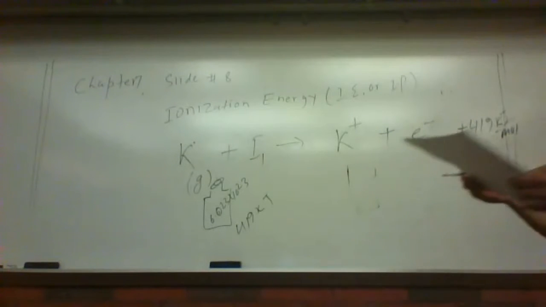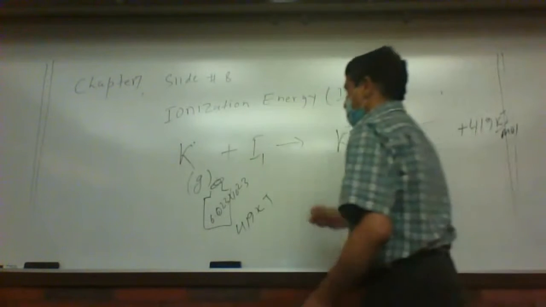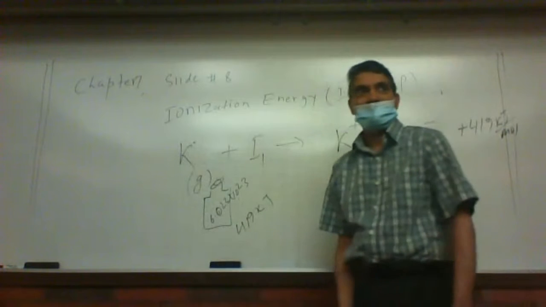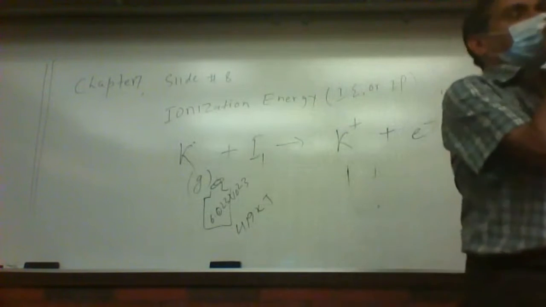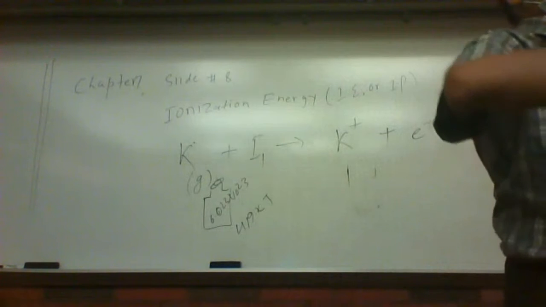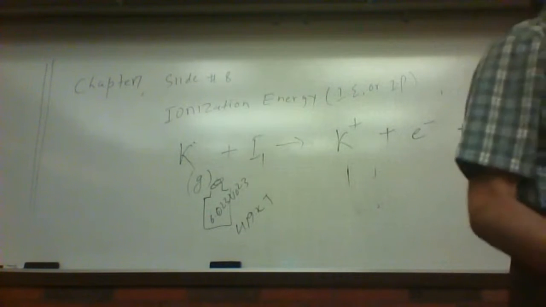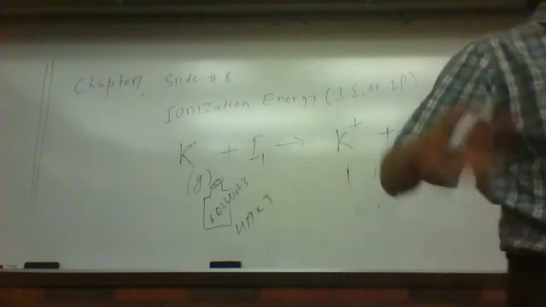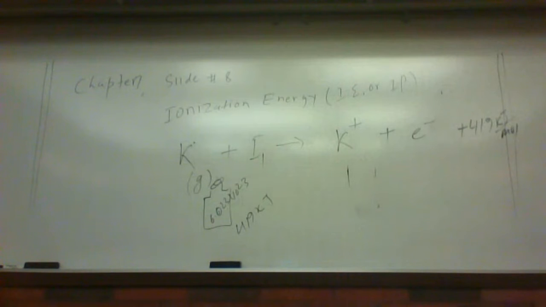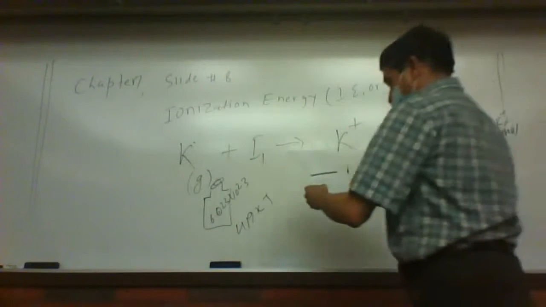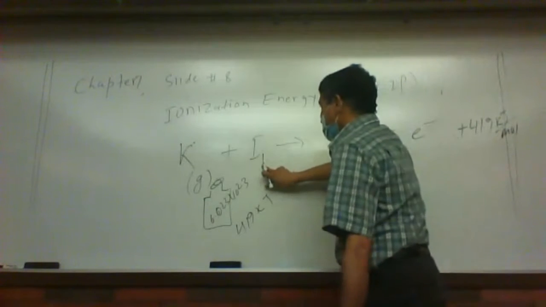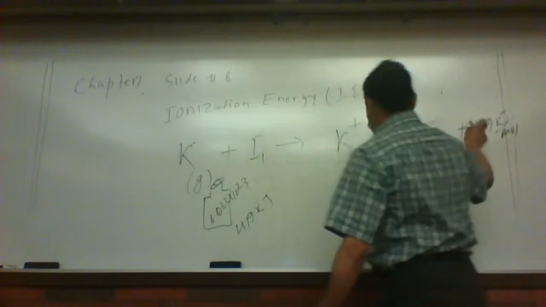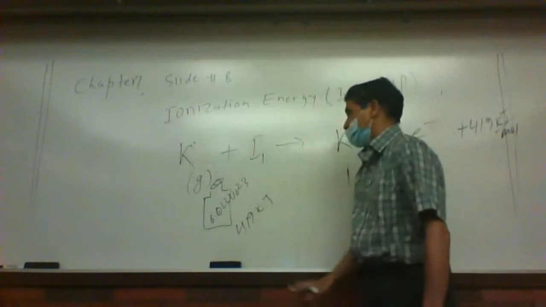So good. Now this is called first ionization energy because I just removed the first electron. If you remove the first electron, that is called first ionization energy. If you remove another electron again, that is called second ionization energy. If you remove another electron by giving energy, that is called third ionization energy. So this is first ionization energy. They call it I1, meaning that this is the amount of energy to remove the first electron from the potassium atom.